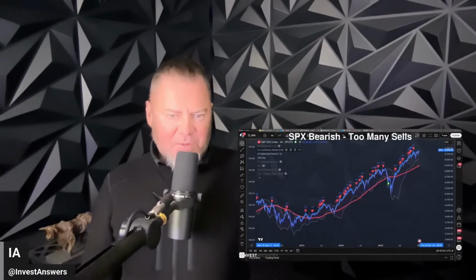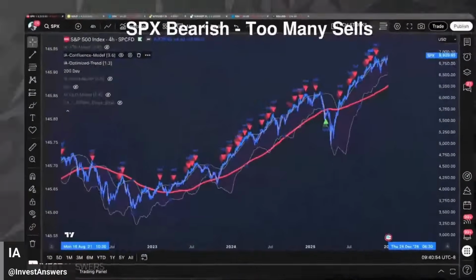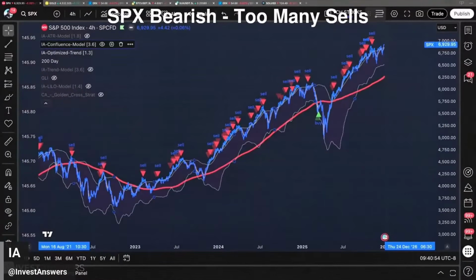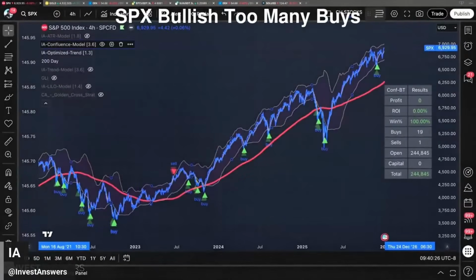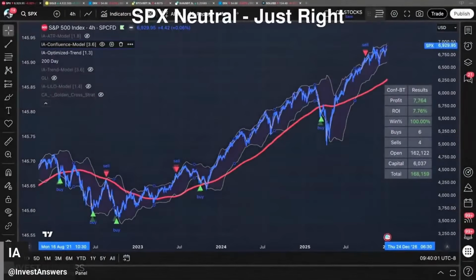Now, to answer your question, but more with the perspective of how I would trade the S&P 500, which I don't do at all. If I was to, I would change it to the 4-hour. Then, if you flick the 4-hour on the Confluence model to the S&P 500, you get too many sell signals and not enough buy signals. If you flick it to bullish, you get too many buys, not enough sells in this particular market. The key is to have it on neutral. It's just right. It'll give you the tops and the bottoms.